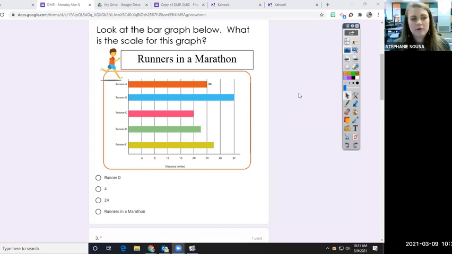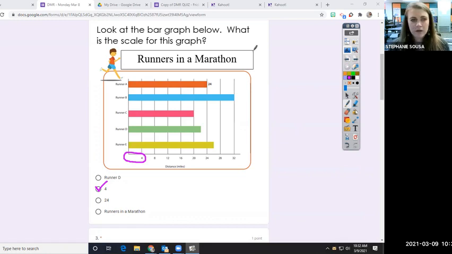All right, yesterday you had a DMR released to you. That DMR looks like this. It says, look at the bar graph below. What is the scale for this graph? We can see the scale by seeing what number is counted by from 0 to the first number. We are counting by 4. The scale for this graph is 4. Questions on that one?